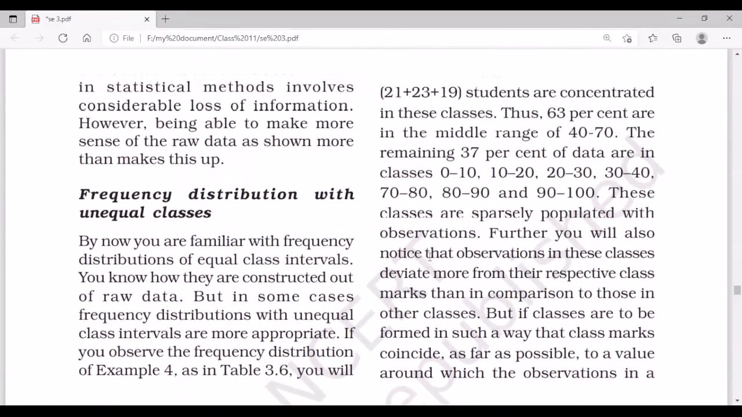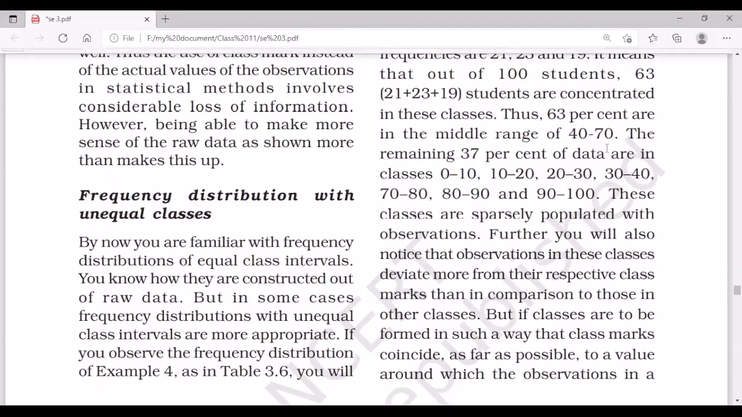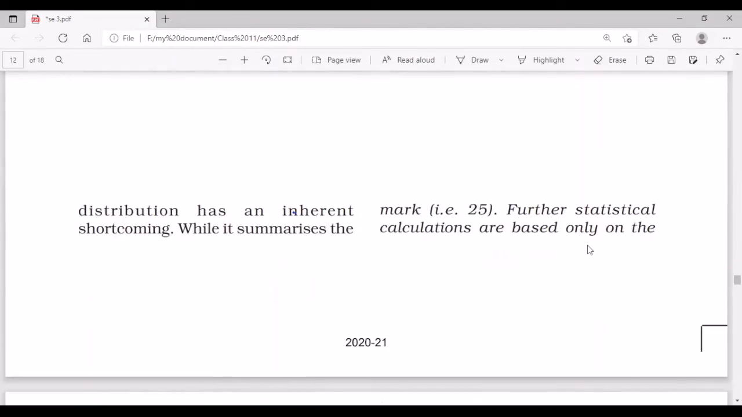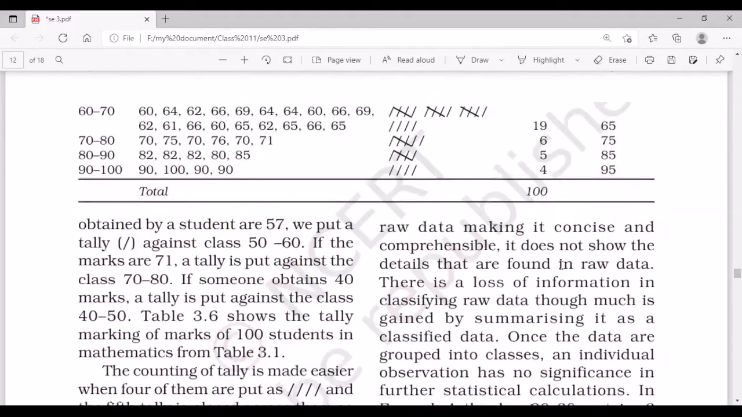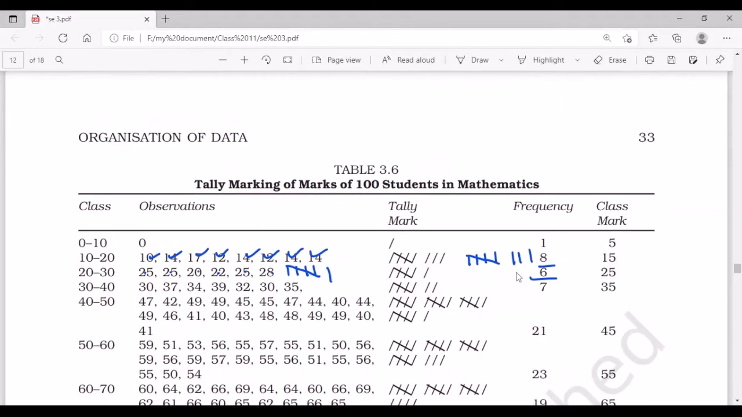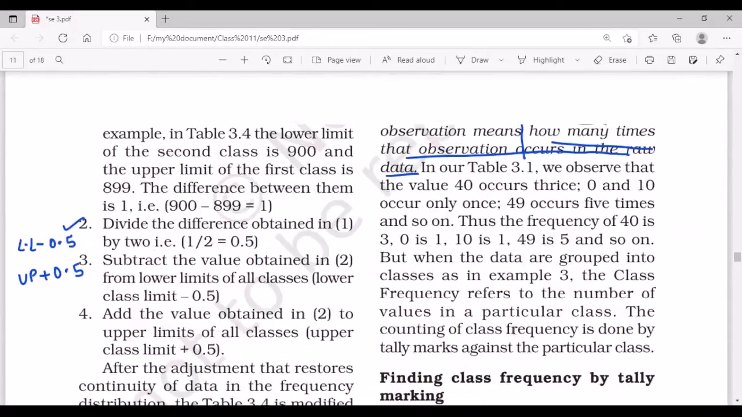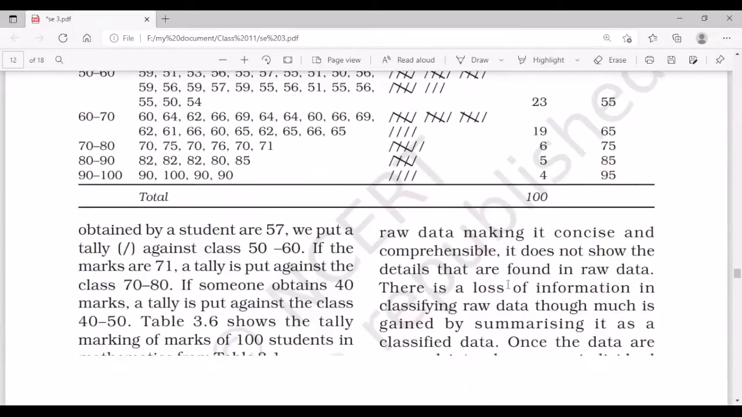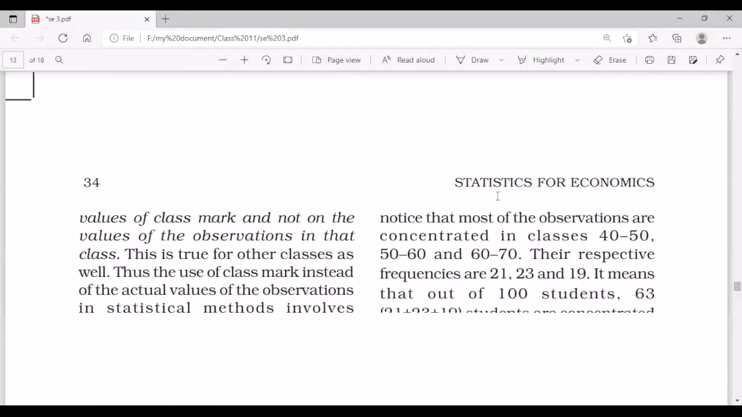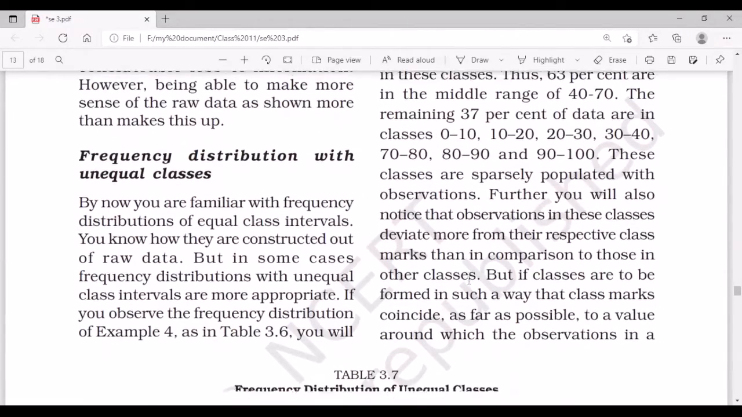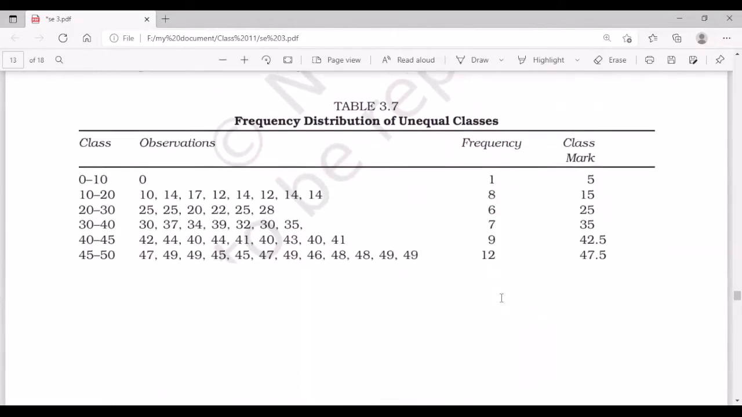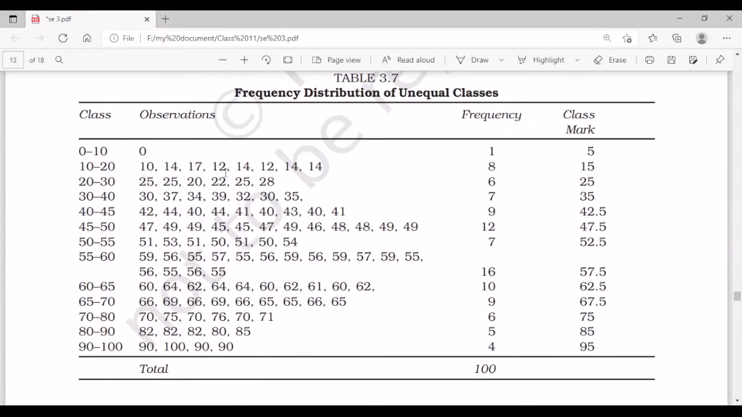If you observe example number 4 as in table 3.6, okay, we will see that. Where is example number 4? Okay, we will see it afterwards. So what it is saying is, okay, we will see this now.